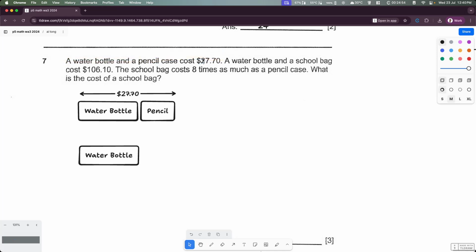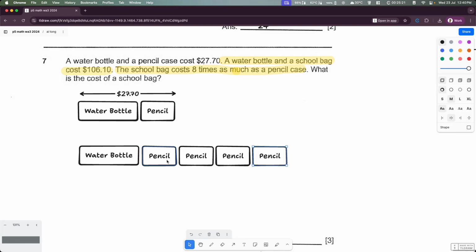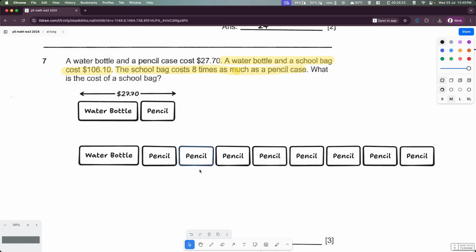The next part is we want to do water bottle and a school bag cost $106.10. So the school bag is 8 times as much as the pencil case. So that means what we want to do is we have the pencil case to be 8 times. So 1, 2, 3, 4, 5, 6, 7, 8.